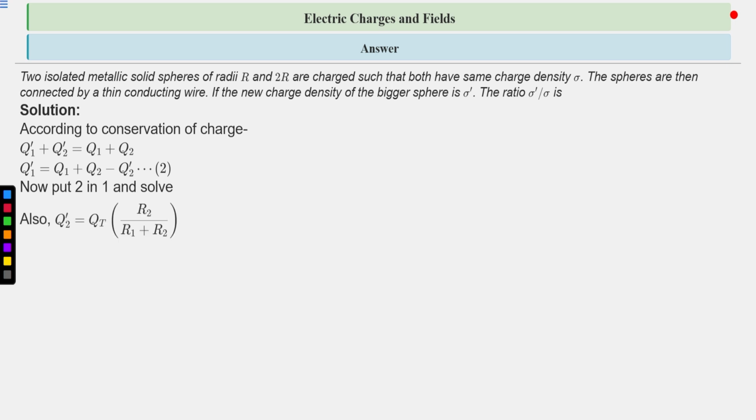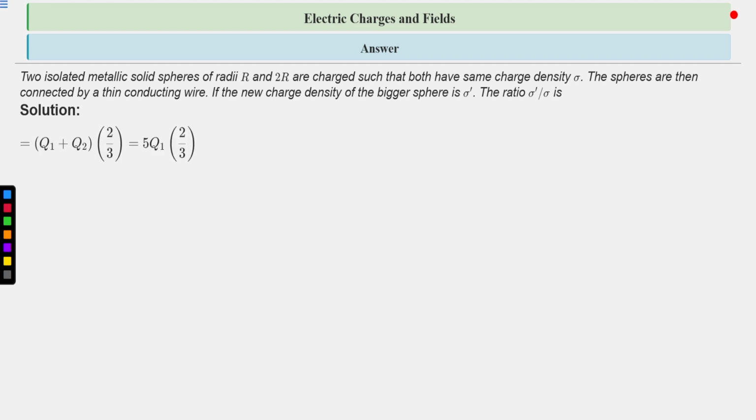After putting 2 in 1 and solving, we will get this equation: Q2 prime is equal to QT, the total charge, into R2 upon R1 plus R2. R2 is the radius of the second sphere, that is 2R, and R1 is the radius of the first solid sphere, that is R. Now put these values of the radii in the equation. We will get Q1 plus Q2, that is the total charge, and 2R upon R plus 2R. Now after solving, we will get 5Q1 into 2 by 3.